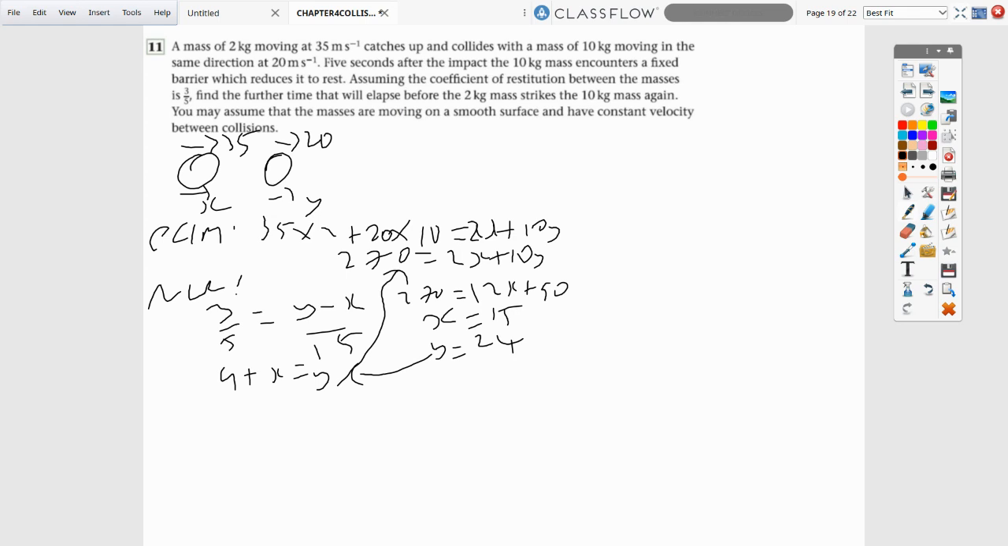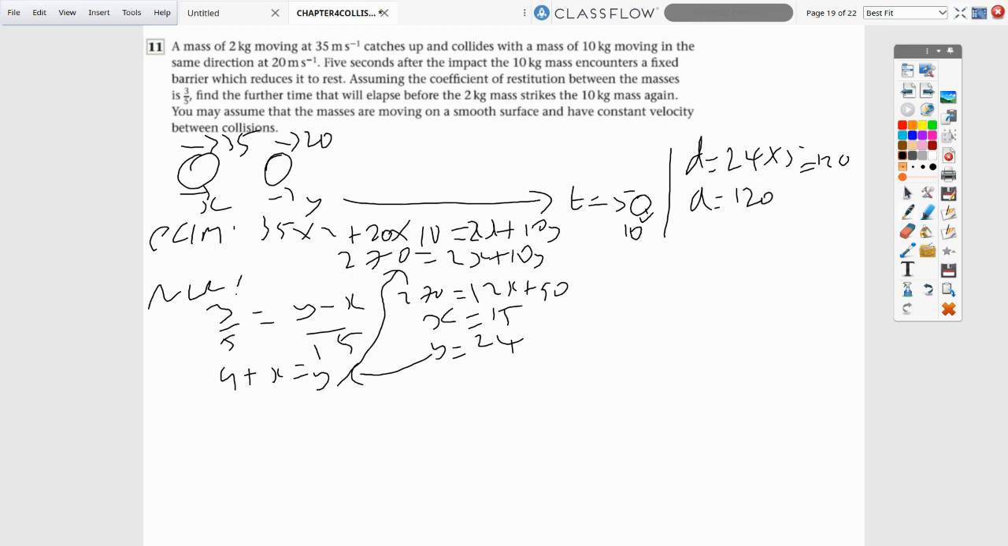Alright, so the question says, find the further time that it will last before the 2 kilogram hits the 5 kilogram, but hits the 10 kilogram again. Okay, so it's 5 seconds after the impact, so it's essentially going to take 5 seconds before it's going to hit that 10 kilogram one again. If it takes that long, then what I can use is the fact that 24 times by 5 is going to be 120, speed, distance, time. So we have that D is 120 now. We have that S is 15.